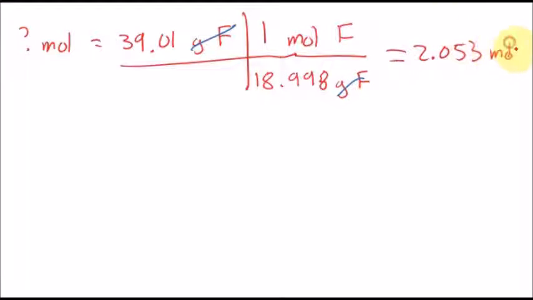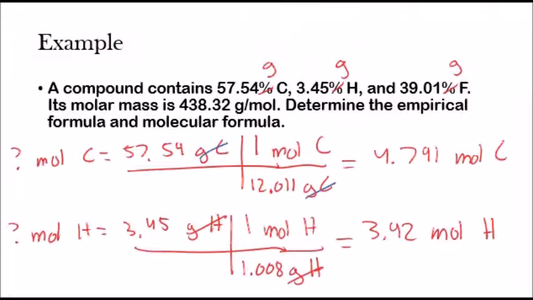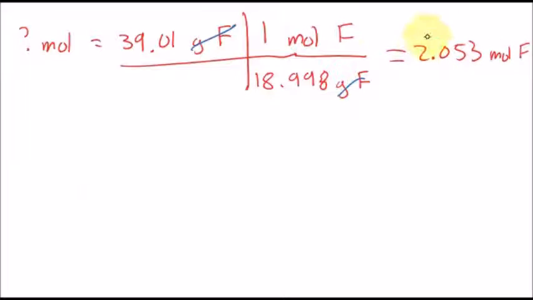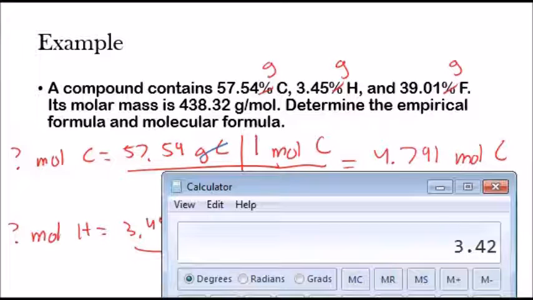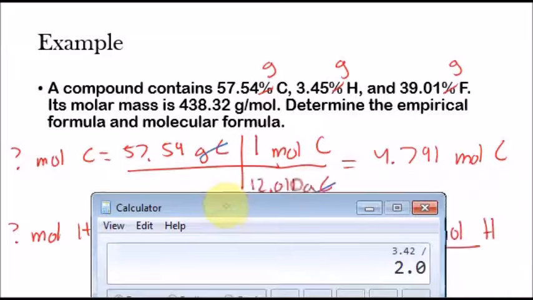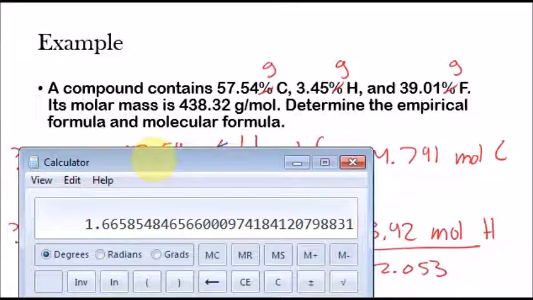Now from here, okay, so from here, let's look at the smallest number of moles. We have 44.791, we have 3.42, and we have 2.053. So we're going to take the smallest number, which is 2.053, and start dividing. So this divided by 2.053 is just 1. This divided by 2.053, 3.42 divided by 2.053. And this is where we're going to run into a problem. We're getting something close to 1.66.